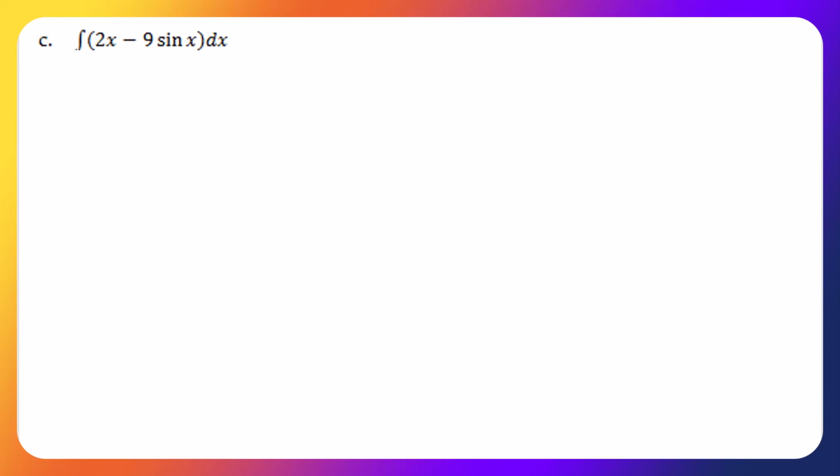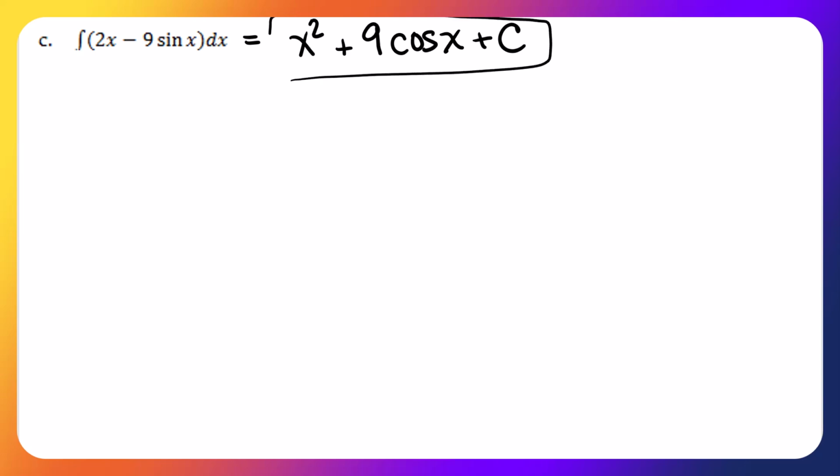All right, so then on part C, again, we can split this up over addition, subtraction. So for the first piece, adding 1 to my exponent and dividing by 2 would just leave me with x squared. And then as I'm looking at the antiderivative of a negative sine, that's going to give me a positive cosine. And then that coefficient of 9 is just going to tag along. So we get x squared plus 9 cosine x, and then again the plus c, or constant of integration, at the end.